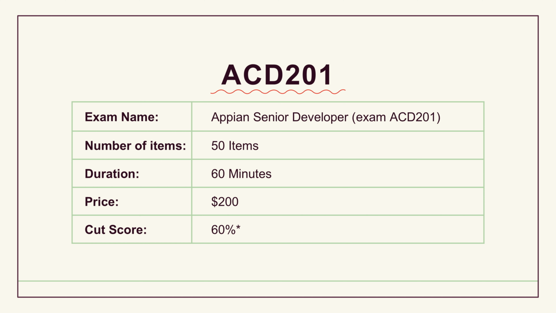So just for context, the ACD201 is 50 multiple choice questions. You get 60 minutes, it costs $200, and you need a 60% to pass. Right, so the stuff we're covering is directly relevant.